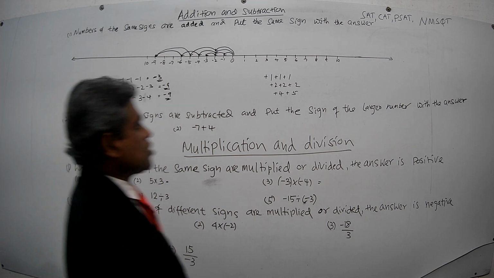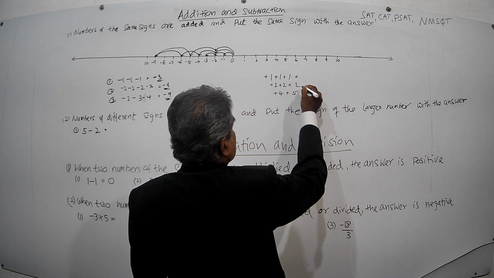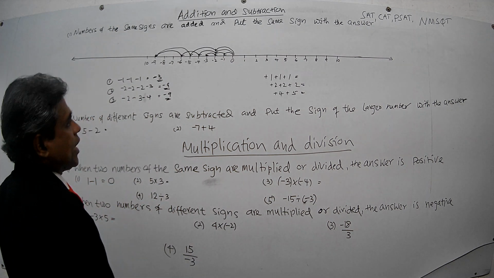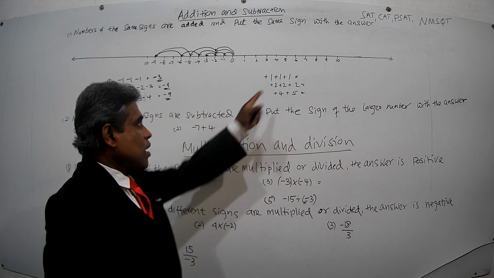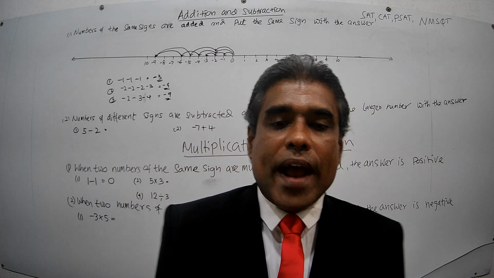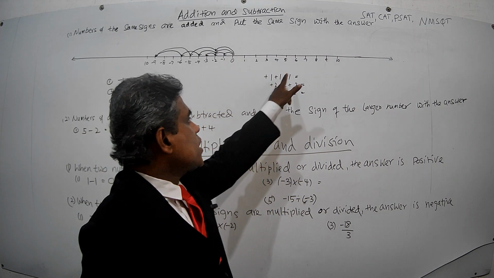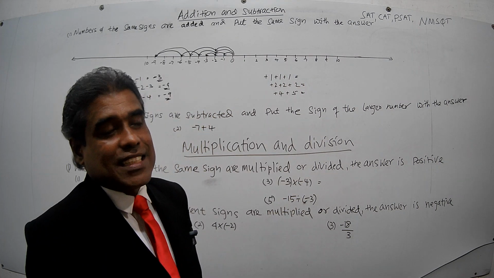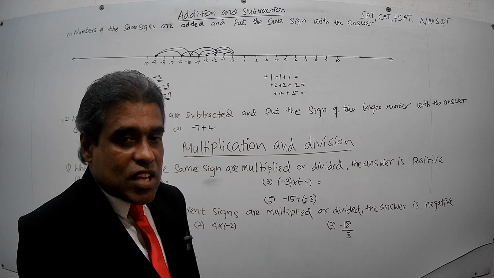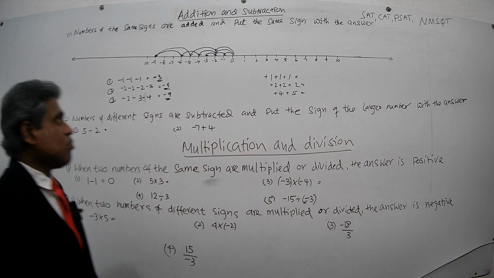Then we will go to these all positive numbers. In the first one, +1, +1, +1. Then there are 3 ones with the same sign, positive. You add all those 3 ones. Then it will be 1, 2, 3. The answer is 3, and the sign is positive because all ones have the same sign, positive. Therefore, it's right. Now see how it can be obtained from this number line.